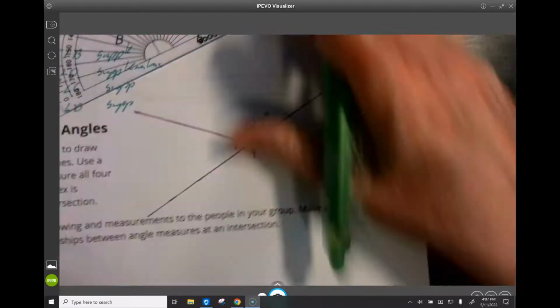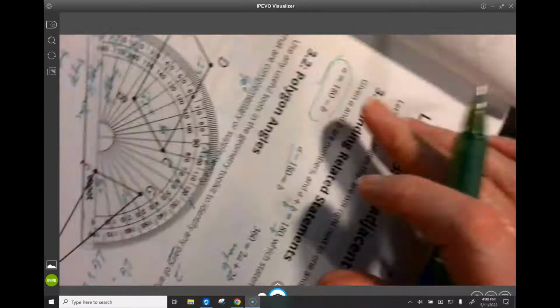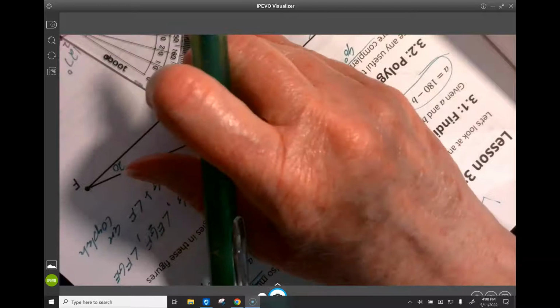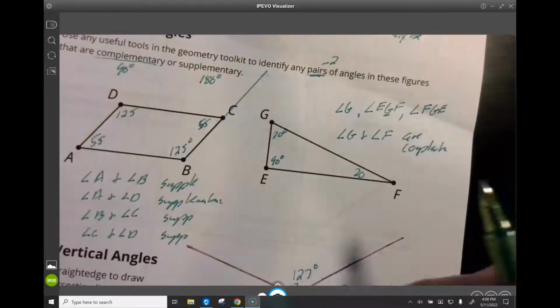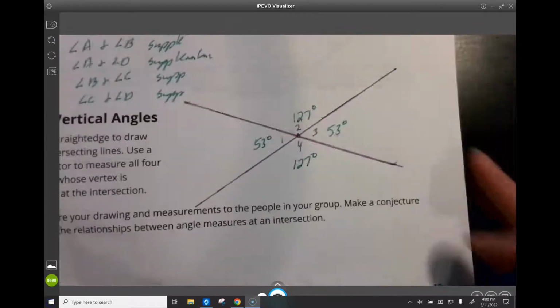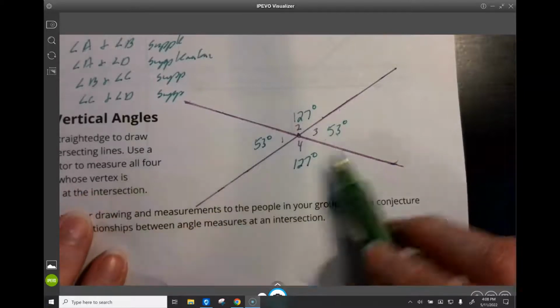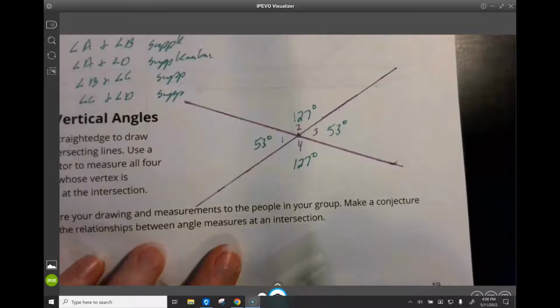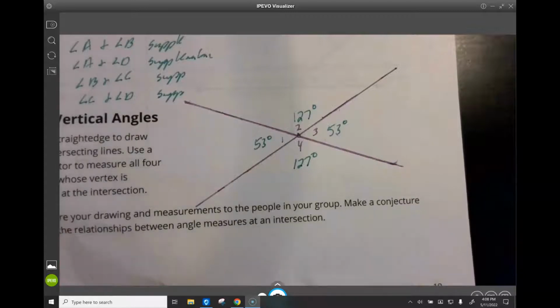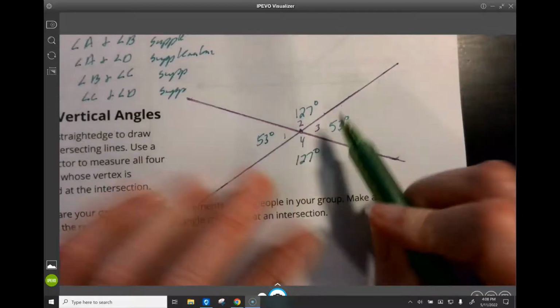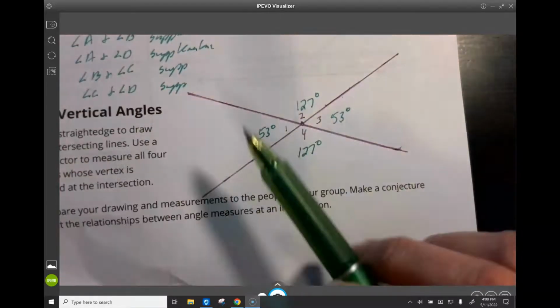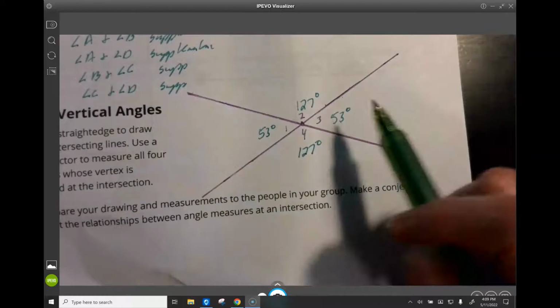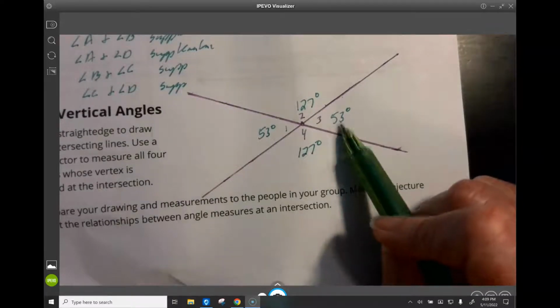Okay, see what I'm doing? Now, to measure those other ones, it's easier if you turn your book upside down and measure them. Okay, you ready? Set, go. After we've measured all of them, what do you notice? It says compare your measurements to the people in your group. Well, there's nobody else here, so I'm going to compare with what I know and what I notice. But I'm sure your angles are not 53 and 127.